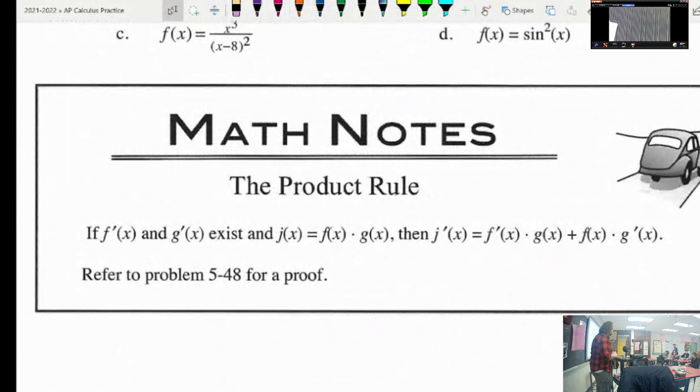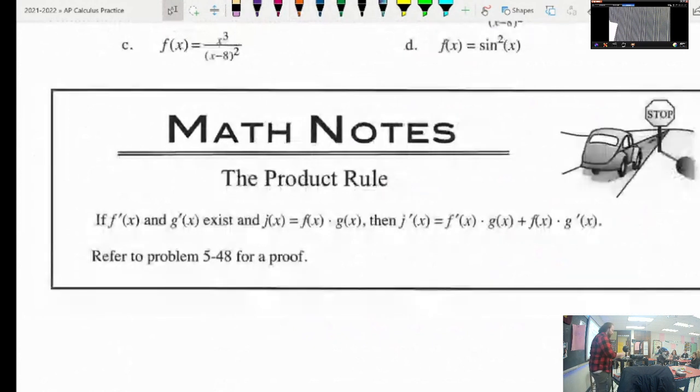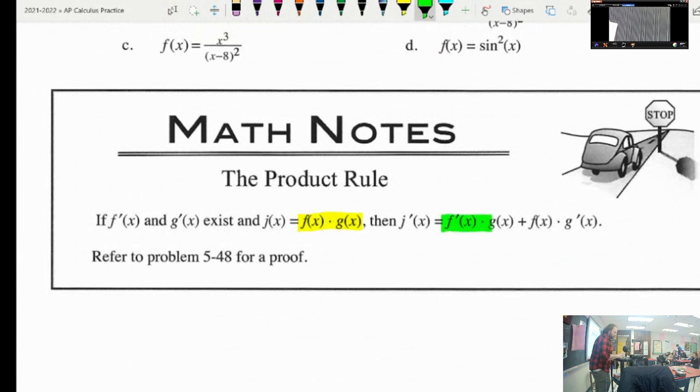It's a very simple rule, actually. As it turns out, it's pretty easy to memorize, and it's really easy to use. If you're looking for the derivative of some product, f of x times g of x, you have to follow this simple little pattern: f prime times the original g plus original f times g prime. Basically, the derivative of the first times the original second plus the original first times the derivative of the second.